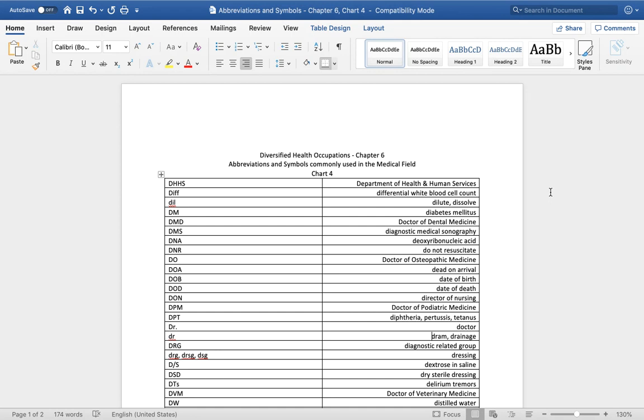So the first abbreviation, DHHS, it's all capitals. This is the Department of Health and Human Services. So they are technically responsible for the health and well-being of the people within that region. So it's part of the government, and it's kind of in Michigan separated into counties. And each county is supposed to offer these services to its residents.